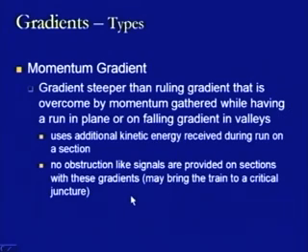And where these momentum gradients are provided, no obstructions like signals are provided on these sections, otherwise it will bring the train to a critical juncture, that is, it will not be in a position to move forward.